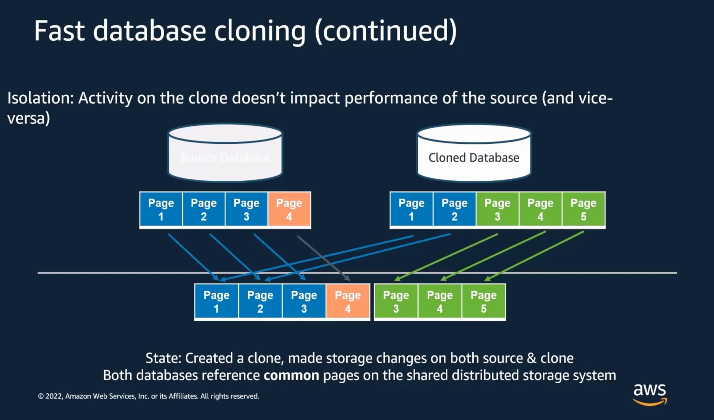For example, if the source database changed the page number 4 shown in orange, then the clone database will make a copy of that page for itself, and then the source database can make changes to that page. Thus, it preserves the original page for the clone database. This is how the copy-on-change process works. Given enough time and activity on both source and clone databases, they will continue to diverge and will end up having completely separate storages represented by orange and green colored pages on this slide.